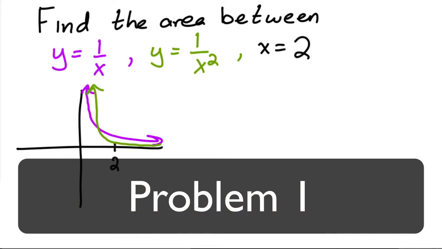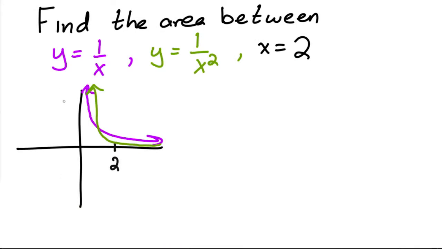Okay, so here we're trying to find the area between 1 over x, which is this purple function, and then 1 over x squared, which is the green one, and x equals 2. So if I shade it in, it would be this area right here that we're looking for. And so the first thing we need to do is find the intersection points.